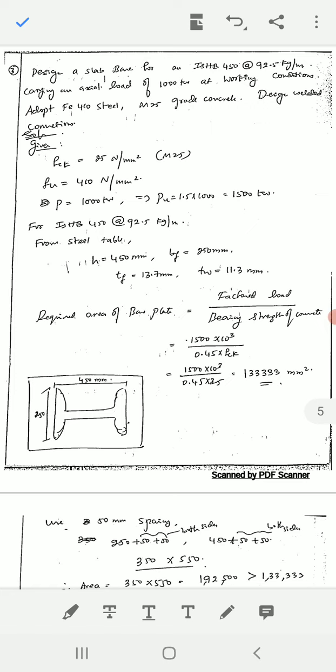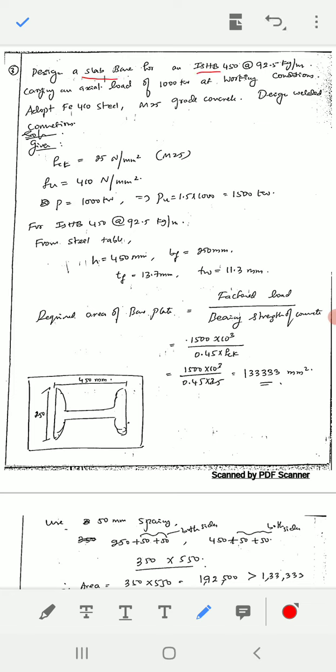Now we'll go with the design of a slab base. Design a slab base for ISHB 450, right? This is the column ISHB 450. For that we have to make a slab base, that is a foundation for the 450 column, carrying an axial load of 1000 kilonewton, Fe410 steel, M25 grade concrete, right? Design the welded connection. If they say design welded connection, then you have to go with the welded connection, otherwise no need. Whatever data is given: M25 grade, that is FCK, FU is 410, P is 1000, factored load is 1500.